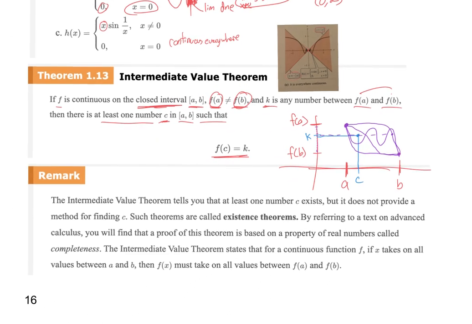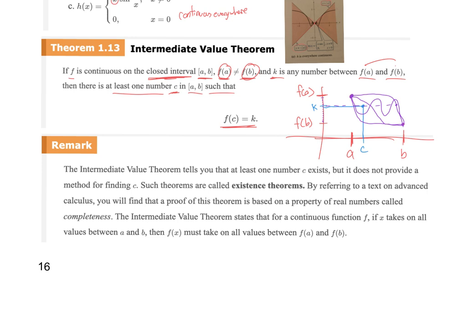This theorem is what we call an existence theorem. Now that's in the remark here. This is just saying that it exists. Sometimes that gives us very valuable information, and other times it is not that important to know, or it doesn't help us that much. Okay, but the intermediate value theorem, this is something that we will use throughout the course.